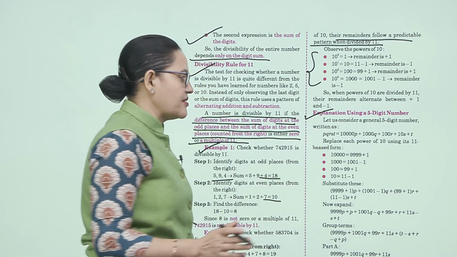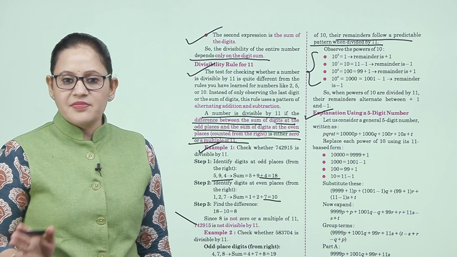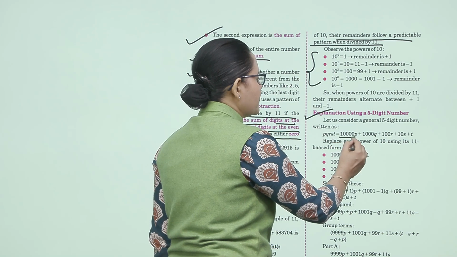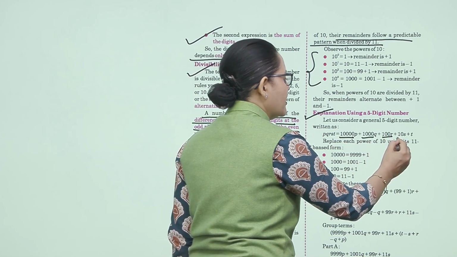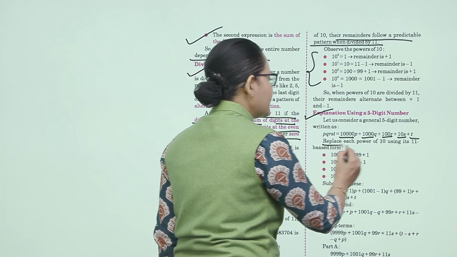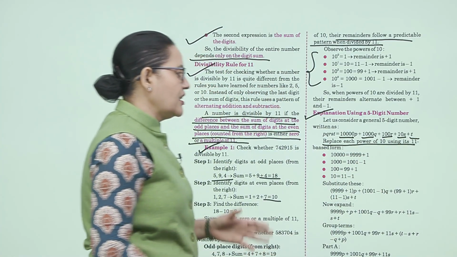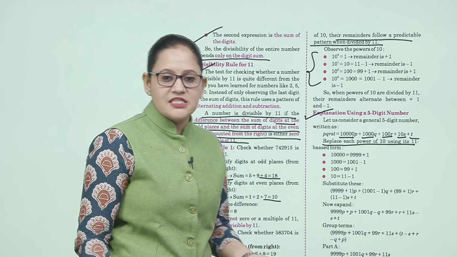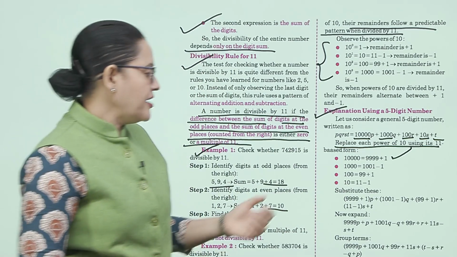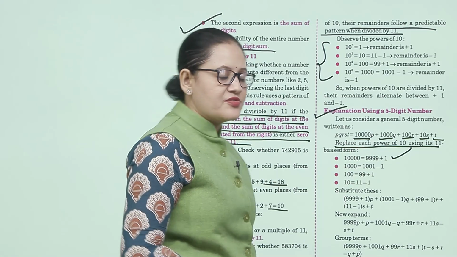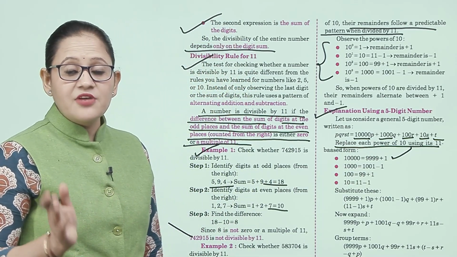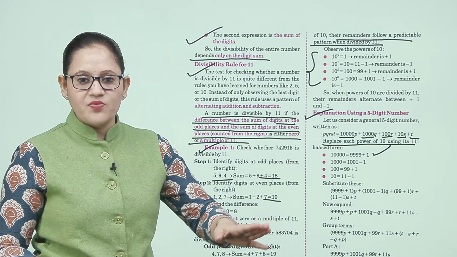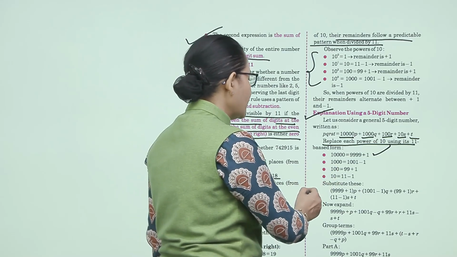Explanation using a 5-digit number. Let us consider a 5-digit number written as PQRST, that is 10,000P, 1000Q, 100R, 10S and T. Replace each power of 10 using the 11 base form. So, 10,000 can be written as 9,999 plus 1, 1000 can be written as 1001 minus 1, 100 can be written as 99 plus 1 and 10 can be written as 11 minus 1.